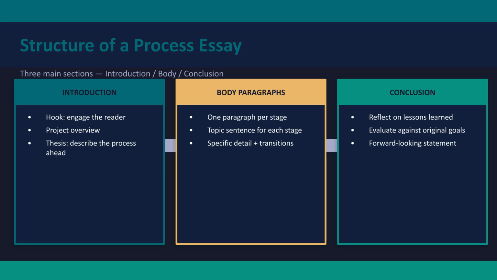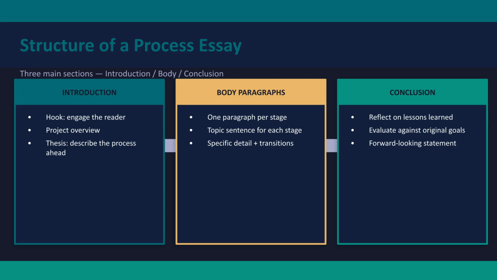1. You present the project. What is it? What was the brief? What were you trying to achieve? 2. You give the reader a hook, something that draws them in. Maybe a question, maybe a bold statement about the challenge you faced. 3. You state your thesis. In a process essay, the thesis is essentially, here is what I'm going to walk you through. It tells the reader what the process involves and why it matters.